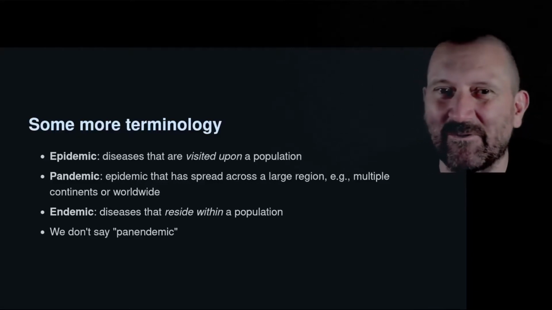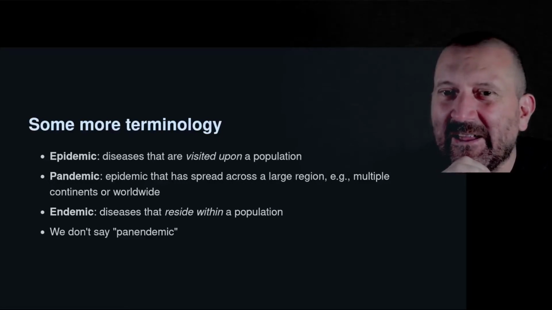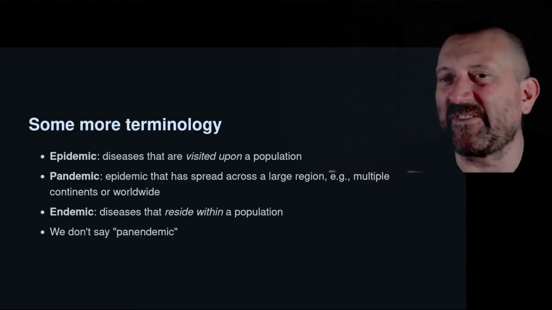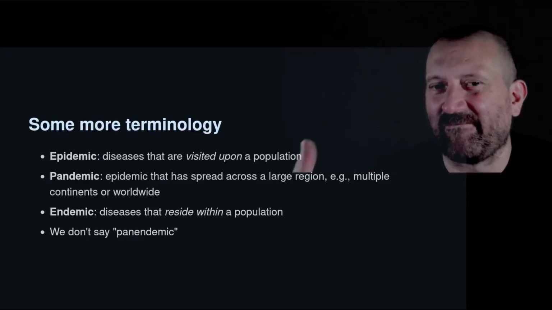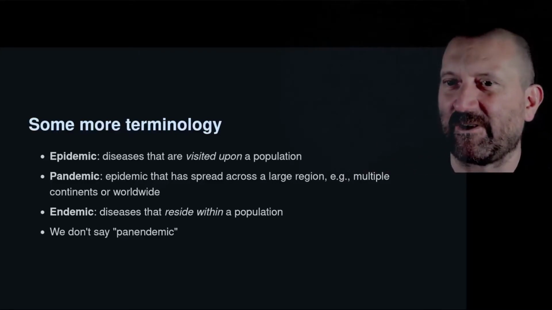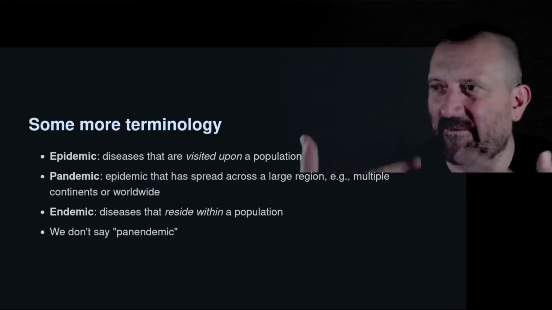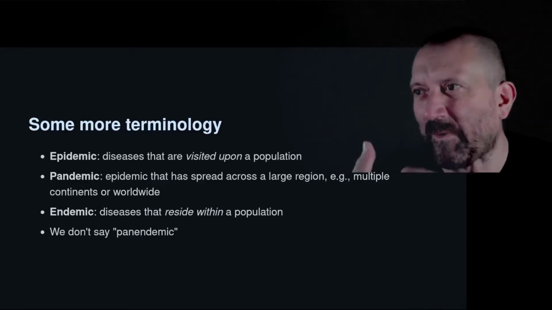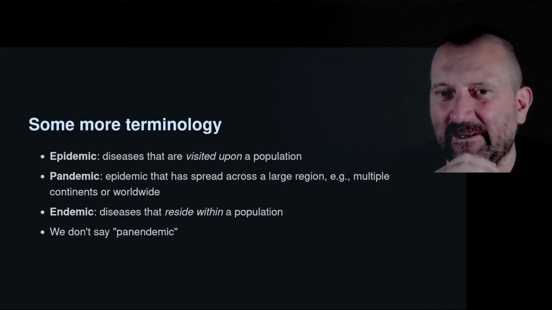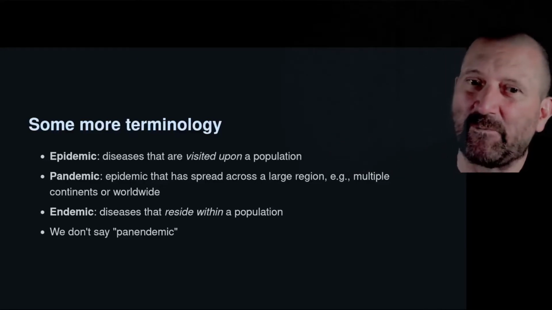Some more terminology, which I think is important. We call epidemic diseases that are visited upon a population, and as a difference, we call pandemic an epidemic that has spread across a large region. Typically, we think of pandemics as representing multiple continents or worldwide spread, and I will come back to that in a second. Now, an endemic is a disease that resides within a population.